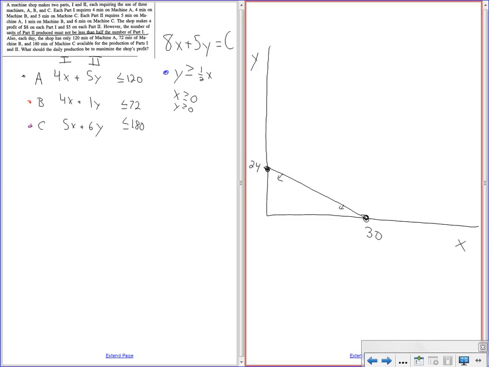The next one gives me intercepts of 18 and 72.